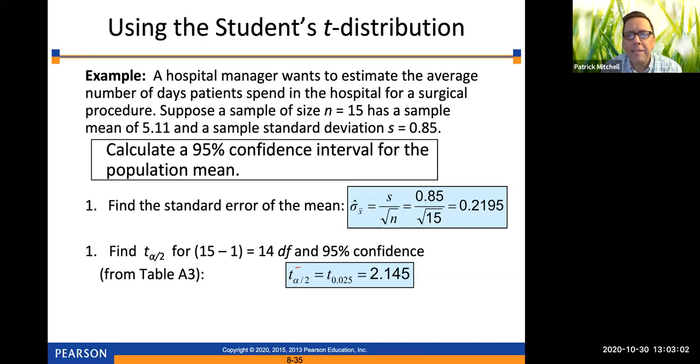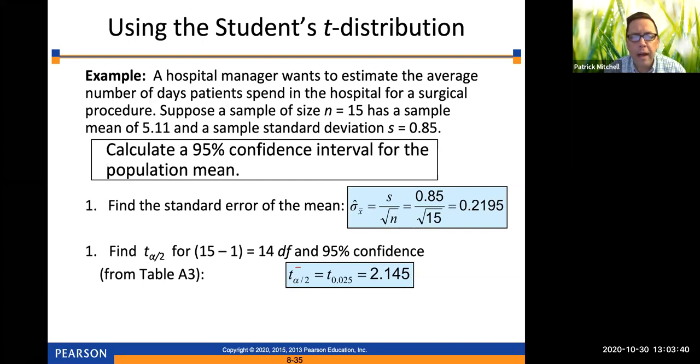Suppose a sample of size n equals 15 has a sample mean of 5.11 and a sample standard deviation S equals 0.85. So notice sample standard deviation, and they've labeled it S. So that tells me that this is going to be a t-distribution problem and not a z problem like we did in the last section. So the population standard deviation has to be treated as unknown. And we want to calculate a 95% confidence interval for the population mean.